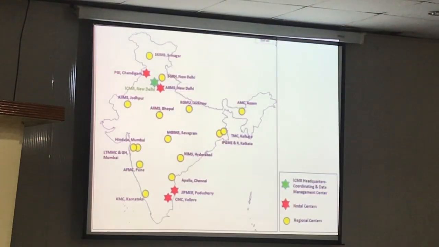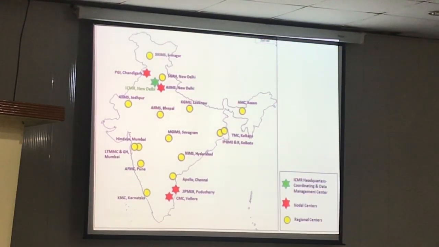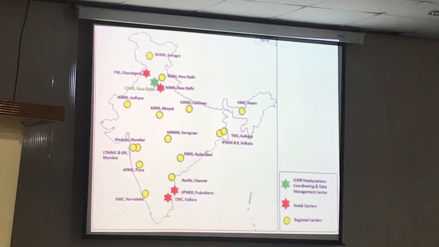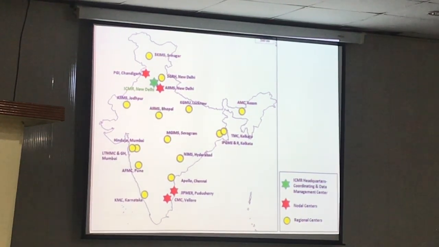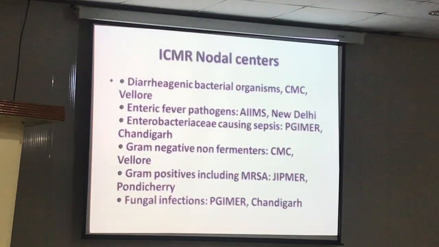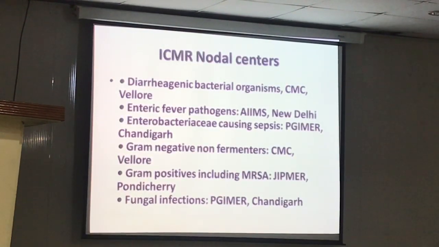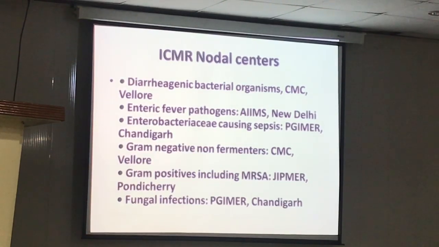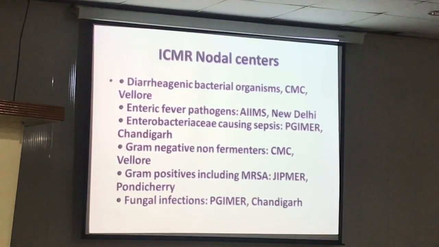Next slide please. Now these are the locations of the various nodal centers as well as the various regional centers which ICMR has developed over the last 4 or 5 years to monitor the problem of antimicrobial resistance in the country. Next slide please. So this is the list of nodal centers. They are in Christian Medical College, Vellore. They are in All India Institute of Medical Sciences, New Delhi. They are in Postgraduate Institute of Medical Education and Research, Chandigarh. There is also a center in JIPMER, Pondicherry.